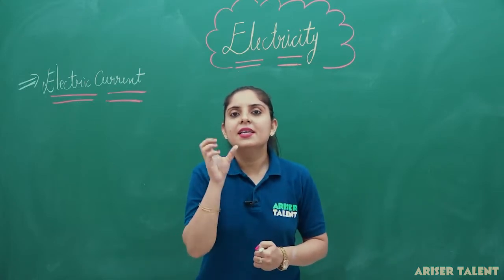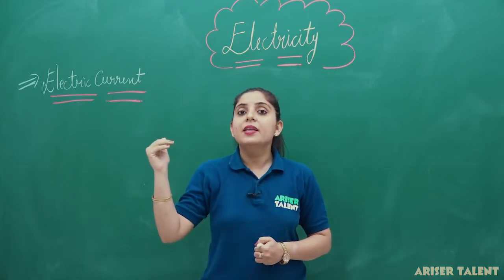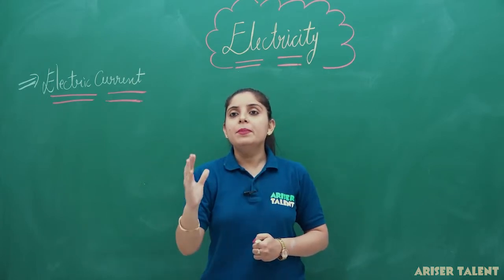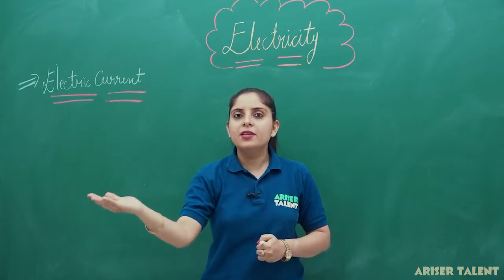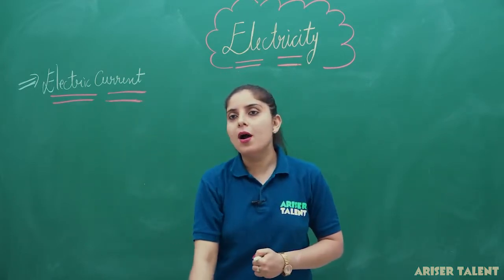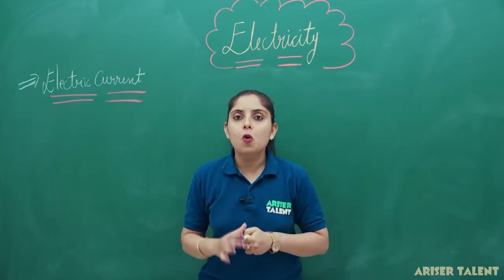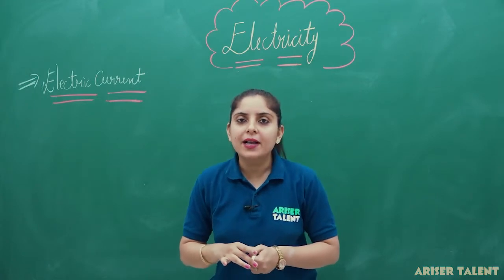It means किसी पर्टिकुलर टाइम में किसी पर्टिकुलर एरिया में कितने चार्जेस फ्लो हुए. It means एक सिस्टम से, एक बॉडी से दूसरी बॉडी तक जो अमाउंट ऑफ चार्ज फ्लो हुआ, वो क्या कहलाएगा, वो कहलाएगा इलेक्ट्रिक करंट. So what will be the definition for electric current?